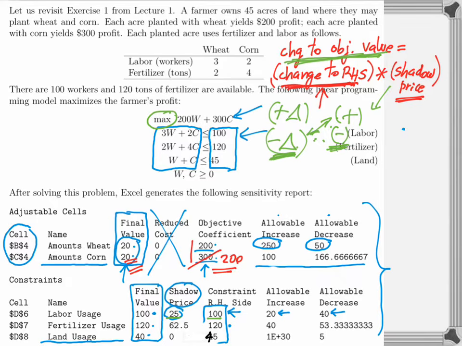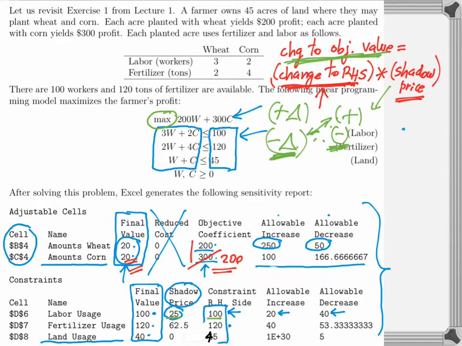I like it. If I were to lose workers, if I lost 2 workers, I go from 100 to 98, then it's a negative 2, right? I'm changing this number in the downward direction. A negative change of 2 times positive 25 is a minus 50. So if I only had 98 workers, I would be making not $10,000 anymore. I would be making $9,950.